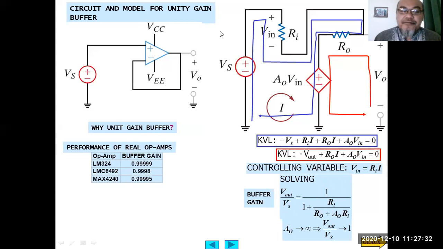So since in reality AO still has some finite value, not infinity, this is what we obtain: for the LM324, the buffer gain is 0.999, for the LMC6492 it is 0.998, and for the MAX4240 it is 0.9995.